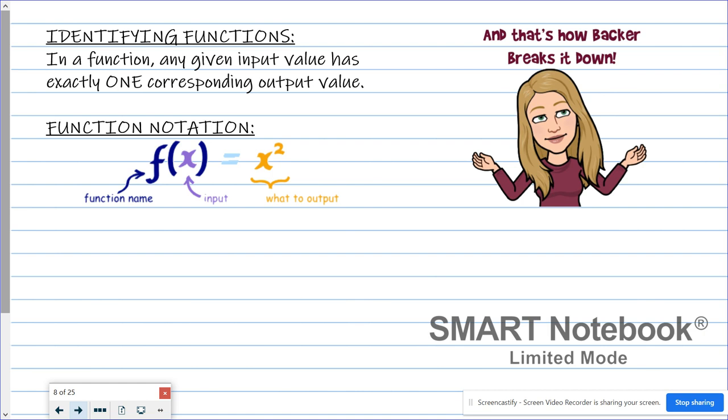But that's functions and function notation in a nutshell. So when you're identifying functions, you want to look and see, does any given input value have exactly one corresponding output value? That's what you're looking for when you identify functions. And that's how Backer breaks it down.